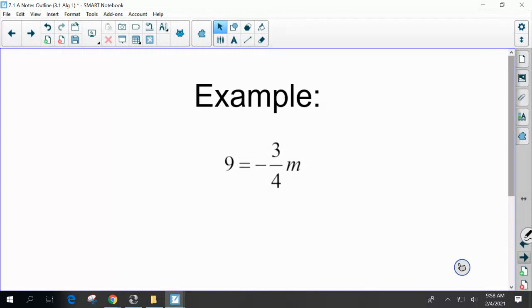Okay, this looks a little different. Why does this look different? Because it's flipped around. Nothing changes. We still go about it the same way. It's just the variable's not on the left. The variable happens to be on the right. It's okay. You're still going to do it the same way.